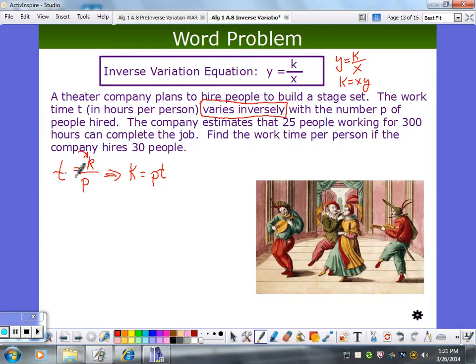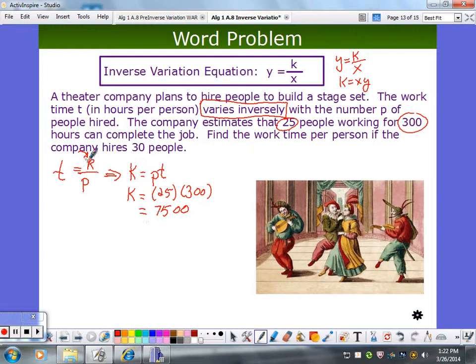I multiply both sides by p. And so I got k equals, well, what do I know? If you have 25 people, it takes how long? 300 hours, right? There's the point that they're dealing with. Now what is 25 times 300? 7,500. Right? So that's my k.